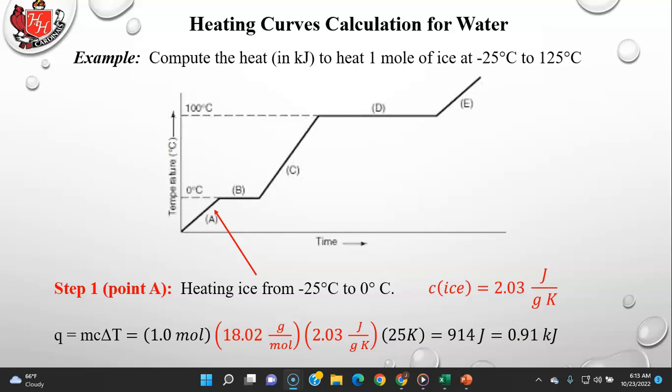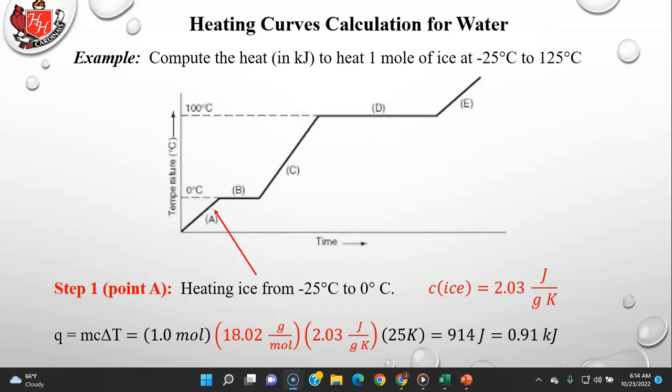Now remember, a degree on the Kelvin scale is the same as a degree on the centigrade scale. They're the same thing. It's the same amount of temperature change. So it's 25 degrees whether it's Kelvin or centigrade. And when you multiply all of that out, notice everything has to be in joules because the specific heat of ice is in joules, 2.03 joules per gram Kelvin. So we multiply that, we get 914 joules, but generally in thermochemistry and the chemistry dealing with heat in chemical reactions or physical reactions, we convert to kilojoules. So you divide by 1,000, you get 0.91 kilojoules.